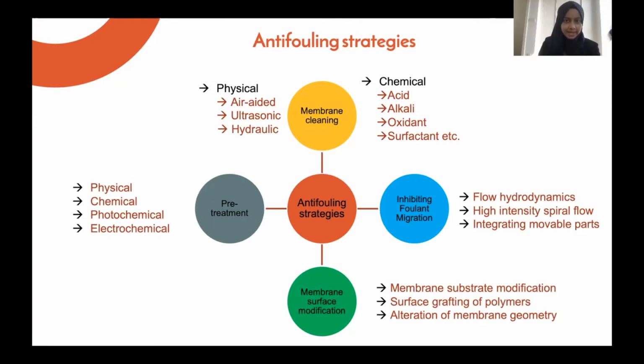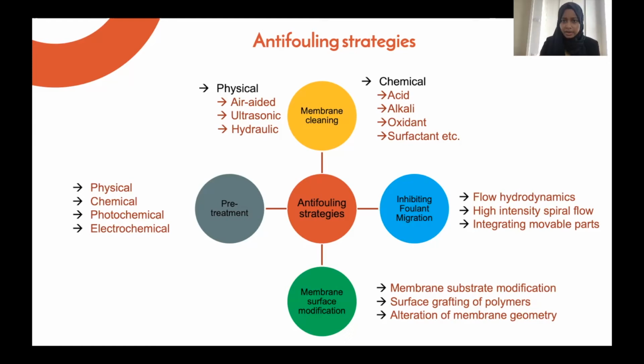So there are four main types of antifouling strategies that have been used over time and constantly researched. First and foremost is membrane cleaning. There are two types of membrane cleaning that are very commonly used for a long time: physical and chemical. The physical membrane cleaning involves assistance from air, ultrasonic, high pressure air aided physical cleaning systems, and also hydraulic. Hydraulic systems use frequent backwash, etc.